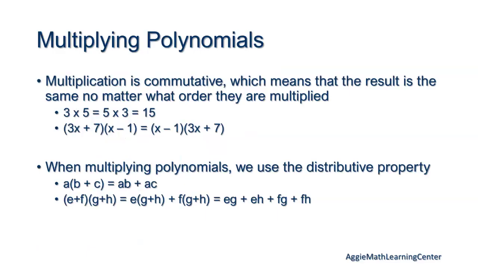Same with these two factors. So you have 3x plus 7 times x minus 1. You could just switch the order of the factors. You could have x minus 1 times 3x plus 7. You're going to get the same answer.